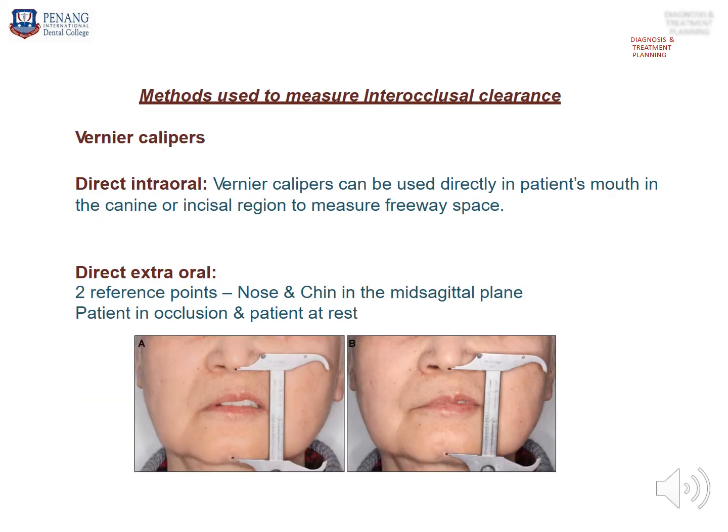Now, what is the method to measure the interocclusal clearance? You need to use vernier calipers, and then you can check intraorally or extraorally. Intraorally, you can use the vernier calipers directly in the patient's mouth, in the canine or incisor region, to measure the freeway space. For extraoral, you need two reference points, which are at the nose and chin in the mid-sagittal plane, and then the patient should be in occlusion and at rest position to measure the freeway space.